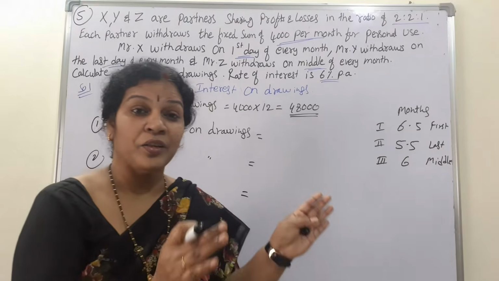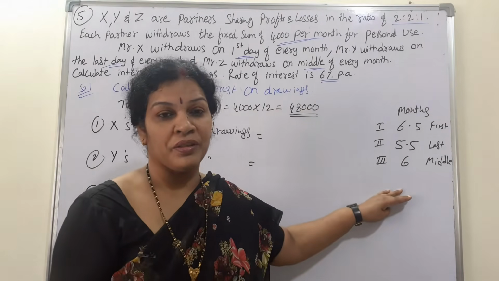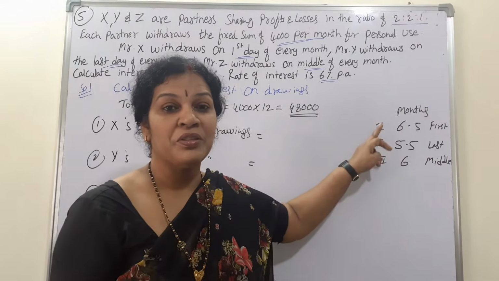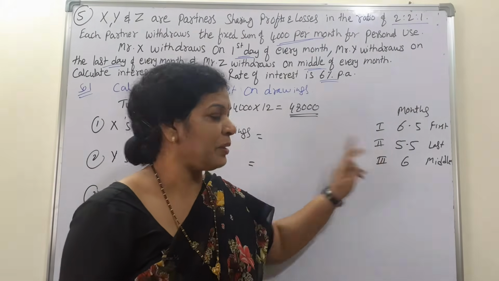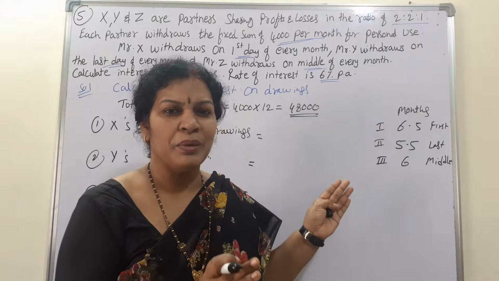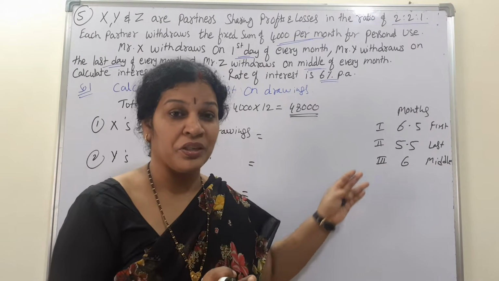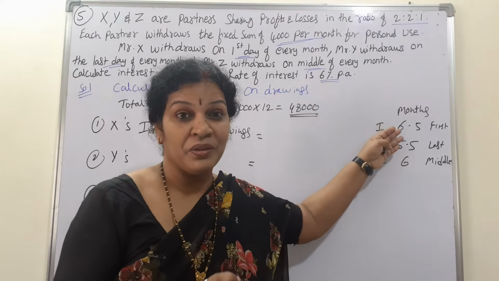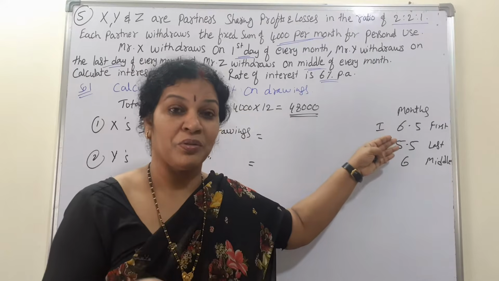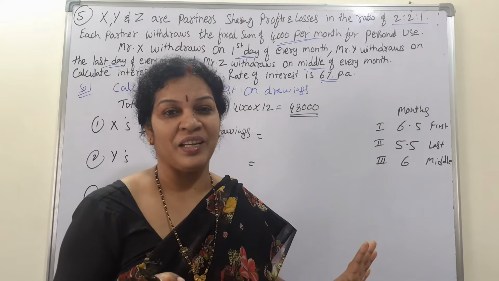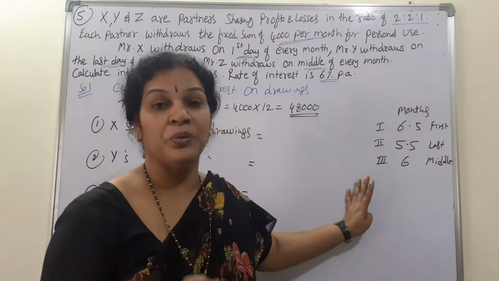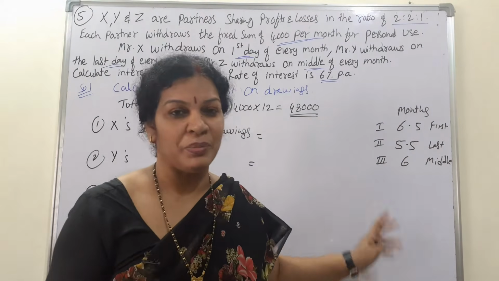Rather than calculating all the months, blindly remember this. First day withdrawing means 6.5. Last day withdrawing means 5.5, because the months, or rather days, become less. First day withdrawing means that month is included also, so that is why it will be 6.5. Middle means 6 months, exactly half. So you have to remember this, then it will be easy.